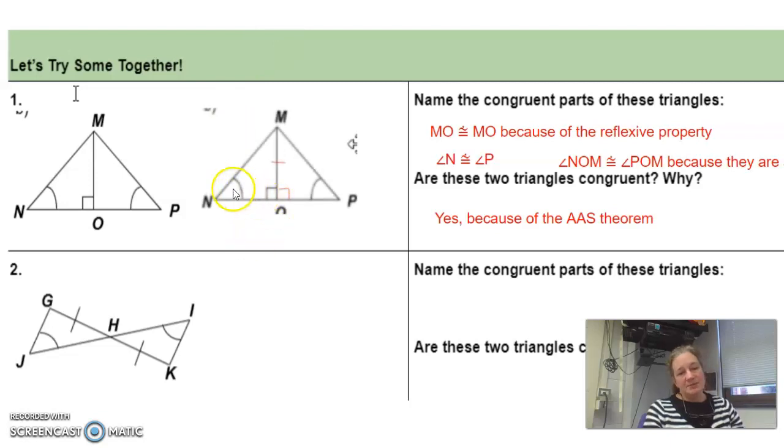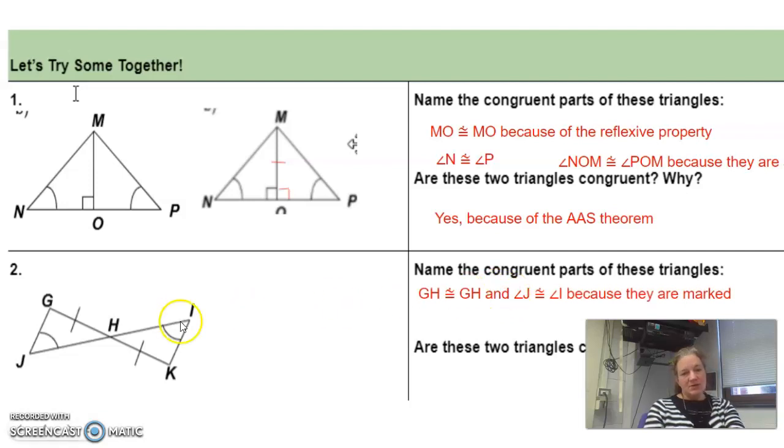Look, angle, angle, side. The side wasn't between the two angles, so it's not angle, side, angle. It's angle, angle, side. Okay. Let's look at the next one.